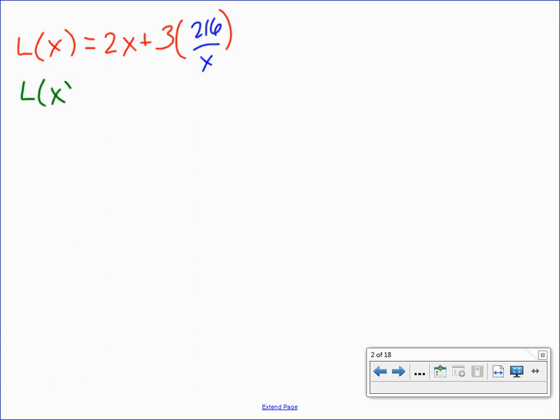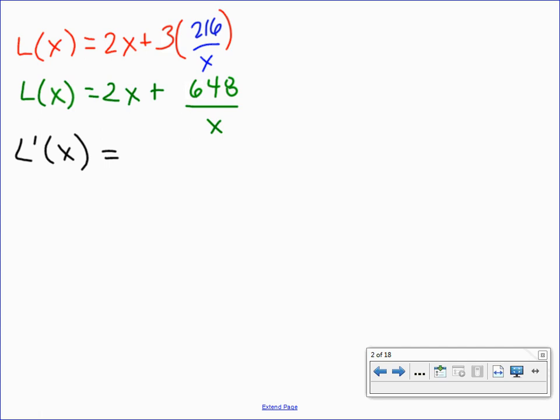So I've got L of x, so much better. So then 648, is that right? 648 over x? Yeah? Awesome. Okay, let's get to it. So my first derivative of L will tell me all about increasing versus decreasing behavior. So we want L prime.